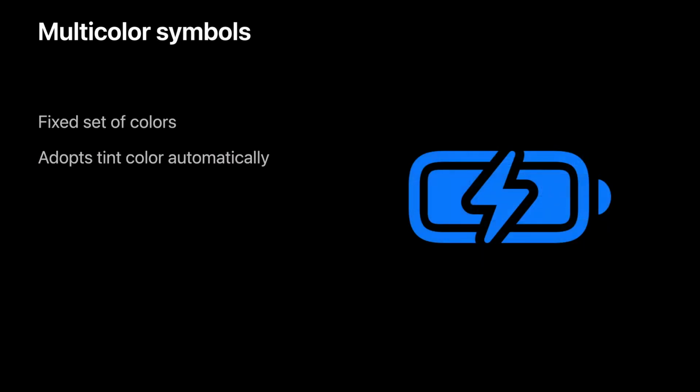So, multicolor symbols have a fixed set of colors which are modifiable in code. Additionally, some symbols have a layer that will be rendered using the tint or accent color. And you don't have anything to do in order for this to work. The symbol picks up the right tint or accent color from its image view when it is displayed. Now we've covered all four modes and how to use them in your code.